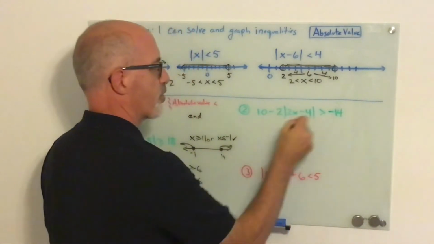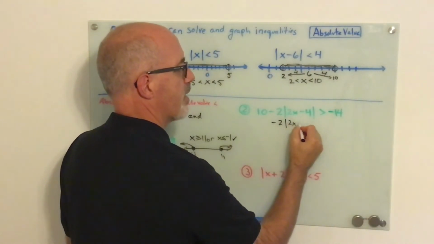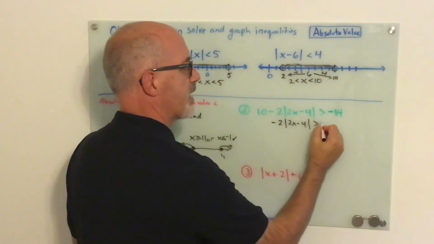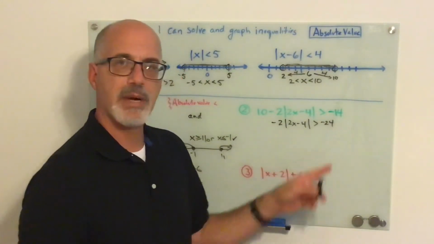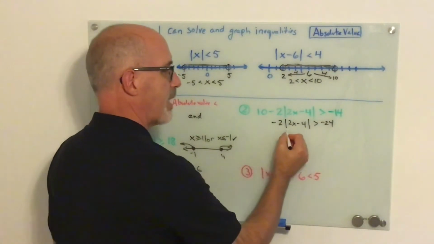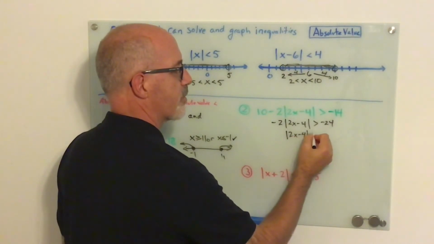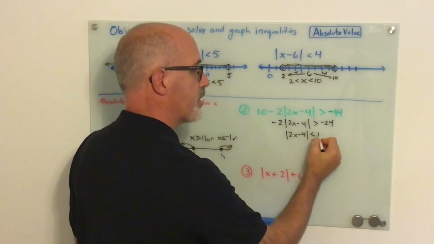First step, we're going to subtract 10 from both sides. So you get negative 2 times the absolute value of 2x minus 4 is greater than, when I subtract 10, negative 24. Now I'm going to divide both sides by negative 2. Dividing by a negative, remember, is going to reverse my inequality, so I'm going to get a less than. Dividing negative 24 by negative 2 gives me 12.